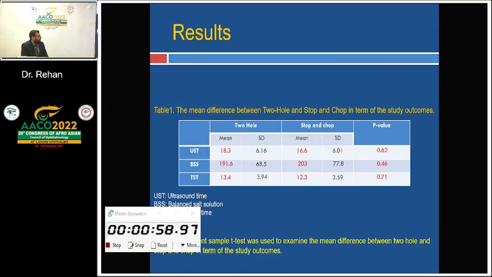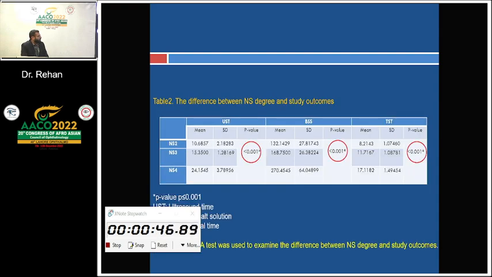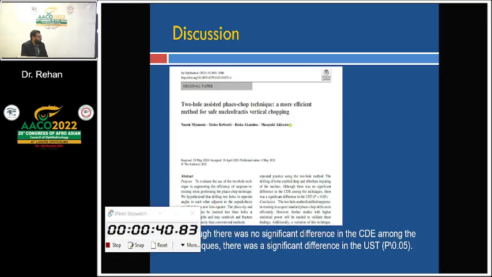This is the stop and chop technique. The results show that the mean difference between the two-hole and the stop and chop is clinically insignificant by the independent t-test. This means that this technique is safe and effective, and non-inferior to the stop and chop. The nuclear sclerosis and the variables were analyzed by ANOVA in SPSS version 28.